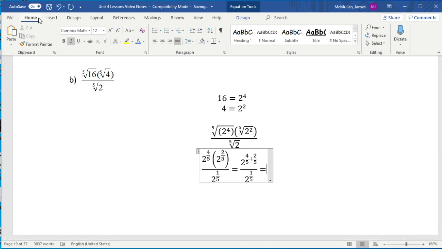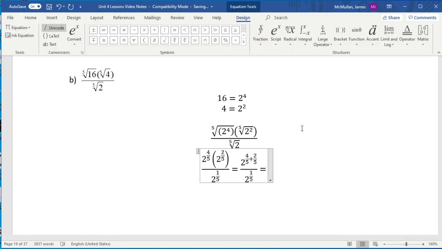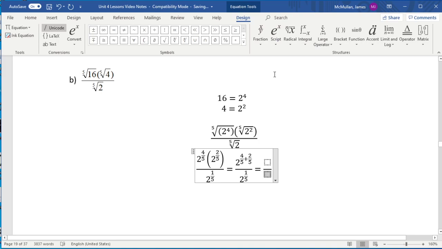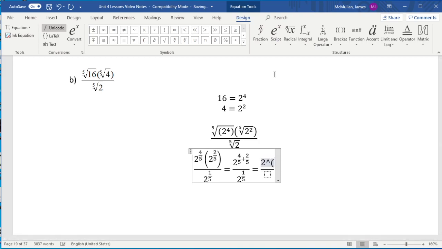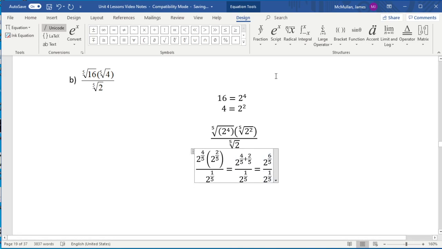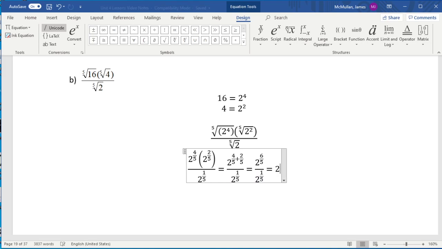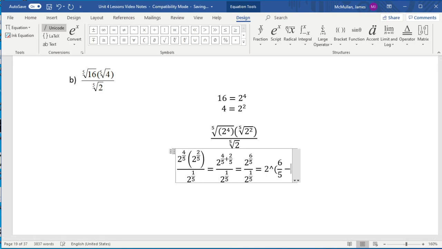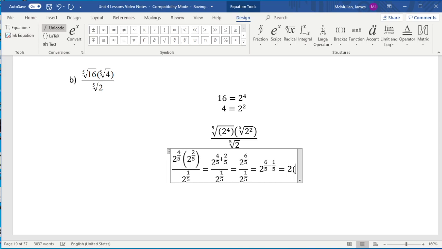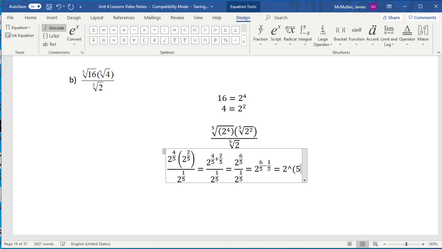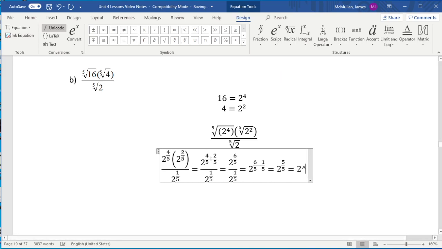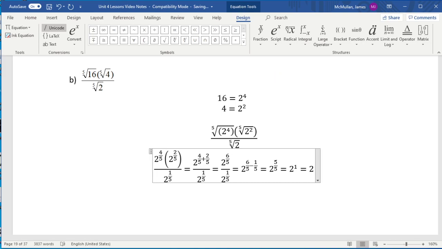Just put a fraction. Okay, 2 to the power of 6/5. And on the bottom, we have 2 to the power of 1/5. Now what am I supposed to do when I have two powers with the same base, one on top of the other? I take their exponents and subtract them. And we get 2 to the power of 5/5, which is 2 to the power of 1, which is 2.